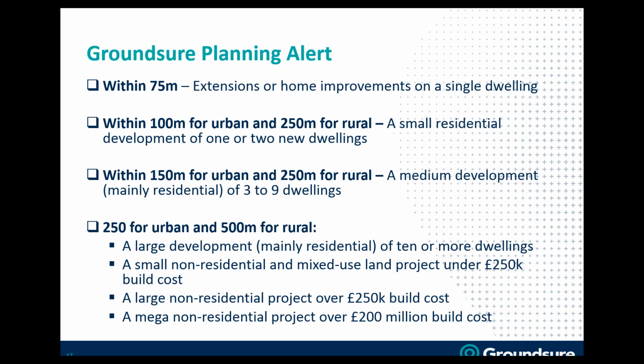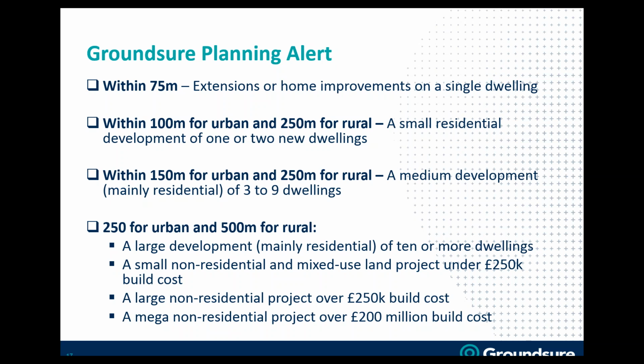Now, GroundSure have recently launched a planning alert which flags up the need for a planning report when purchasing your standard environmental searches. As you can see on the screen, we will flag up a planning report if we find the following. Within 75 meters, extensions or home improvements on a single dwelling. Within 100 meters for urban and 250 meters for rural, a small residential development of 1 or 2 new dwellings.